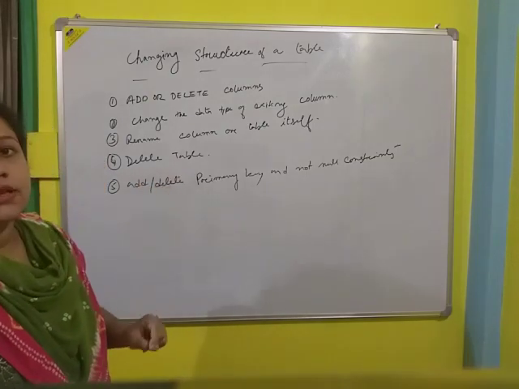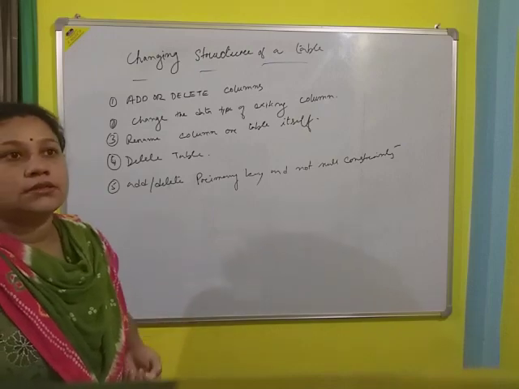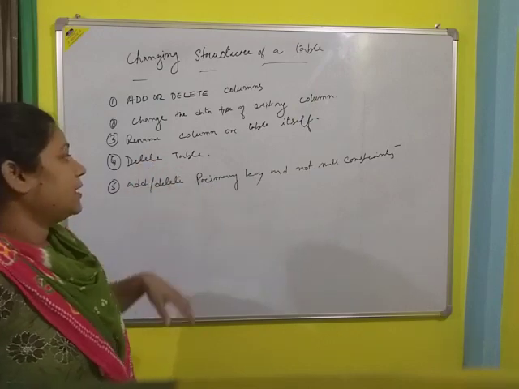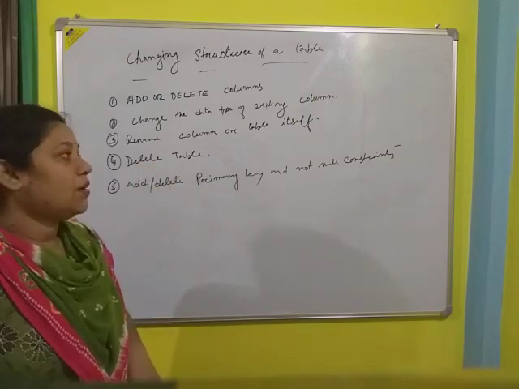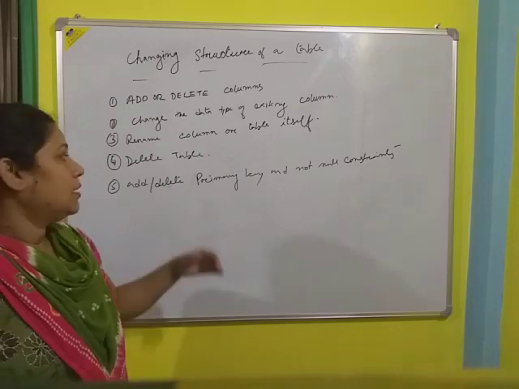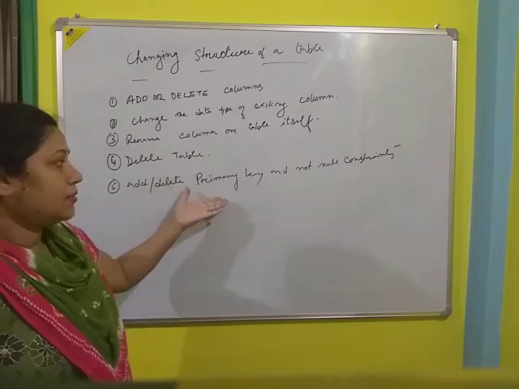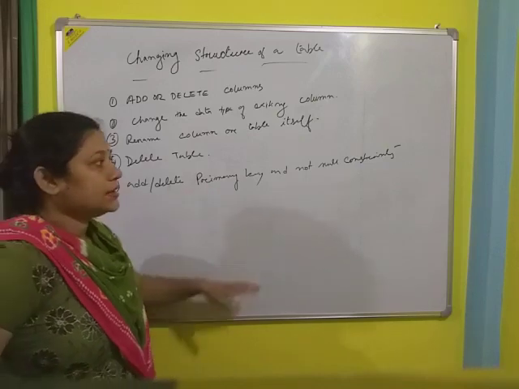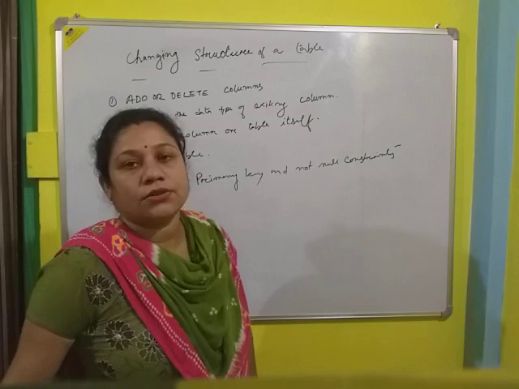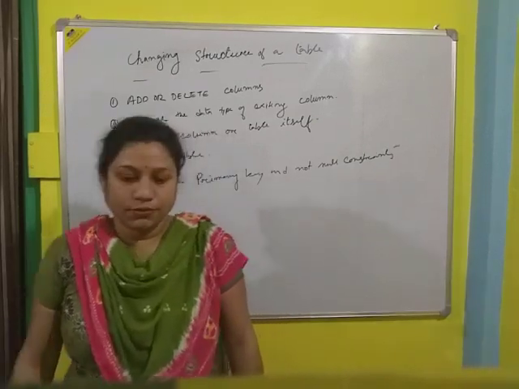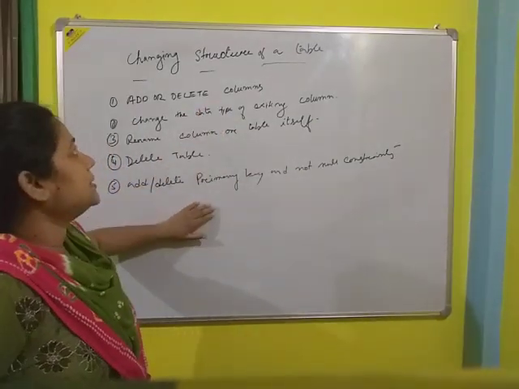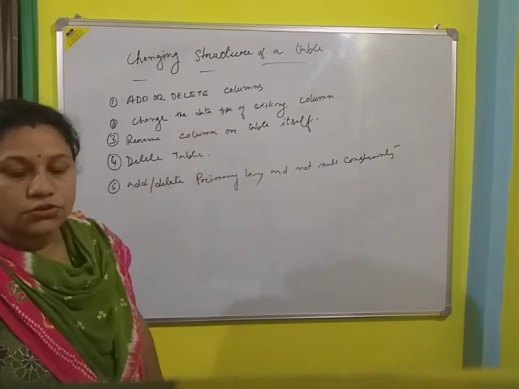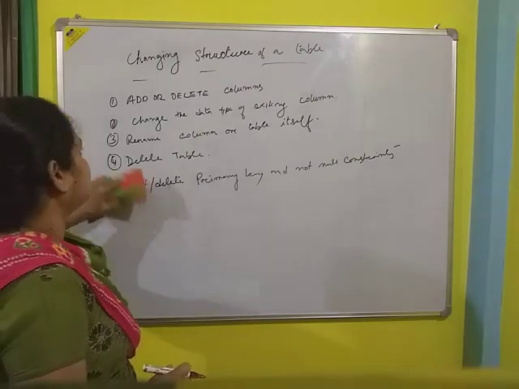Delete the table. Sometimes we require to delete some tables from the database so that we can change it. Add or delete primary key or not null constraint. You can also add a new primary key for a field, or you can delete the primary key, or you can change the constraint, that is not null constraint, for a field of a table. So these are the different types of changes which can be made for a particular table. Okay, so I am going to discuss it one by one.